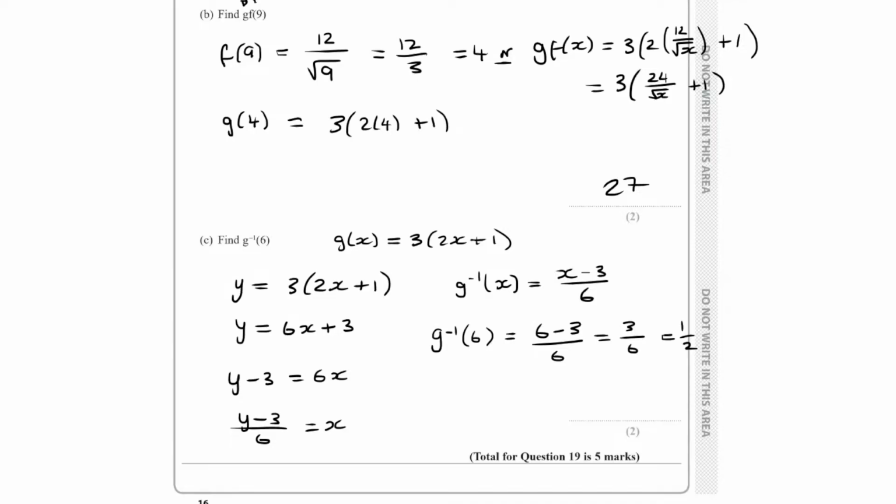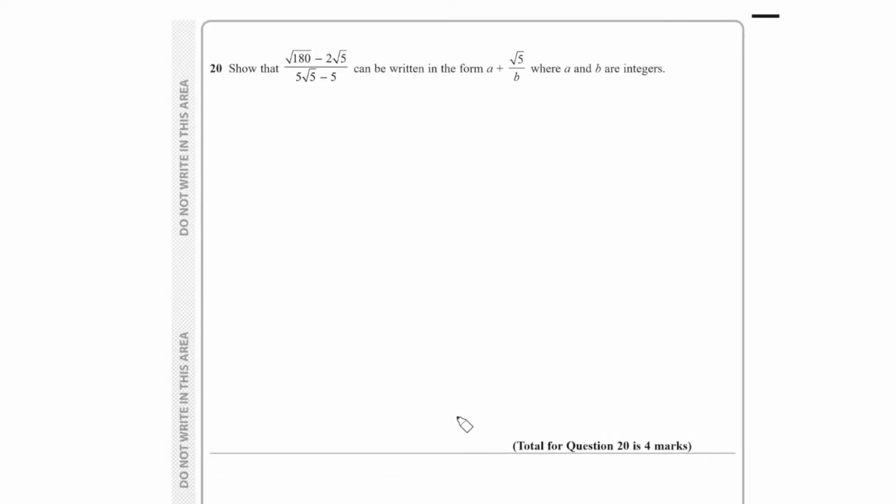Now, the answer is 1/2. If you left it as 3 over 6, they will also accept that because they said or equivalent. 3 over 6 is an equivalent. They haven't told you to simplify it. Technically, the official answer is 1/2, but if you put 3 over 6, that's also fine. Okay. So yeah, 5 marks, 33, 27 and 1/2. Perfect, I'm glad that was helpful.